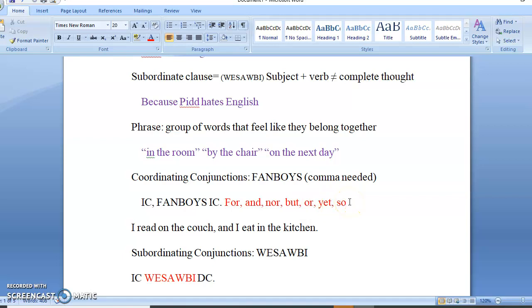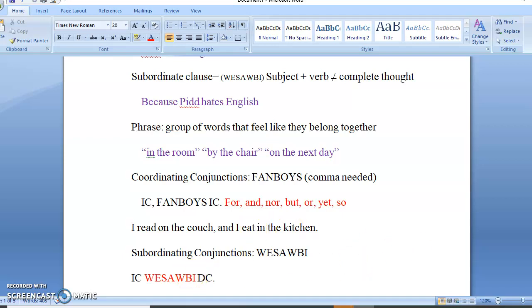So in order for it to be a coordinating conjunction, you have an independent clause. I read on the couch, comma, and I eat in the kitchen. So we have an independent clause, comma, independent clause, and that is how we identify coordinating conjunctions.